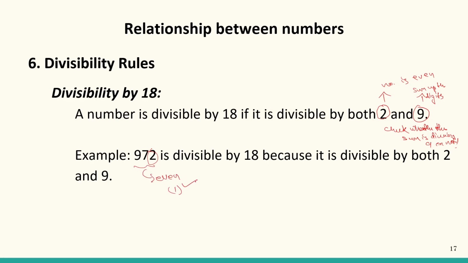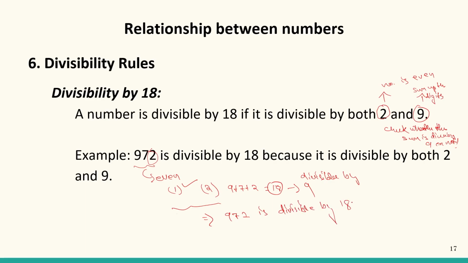Okay, so one thing is clear. The second thing is to add all the digits, that is 9 plus 7 plus 2, which is 9 plus 9, equal to 18, which is actually divisible by 9. So by these two things, we can imply that 972 is divisible by 18. Okay, so let's take another example, that is 1001.